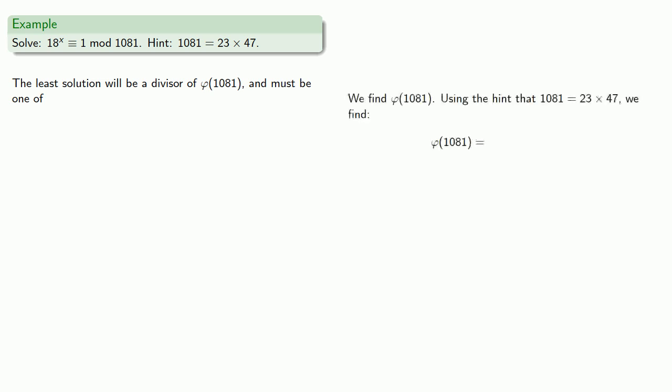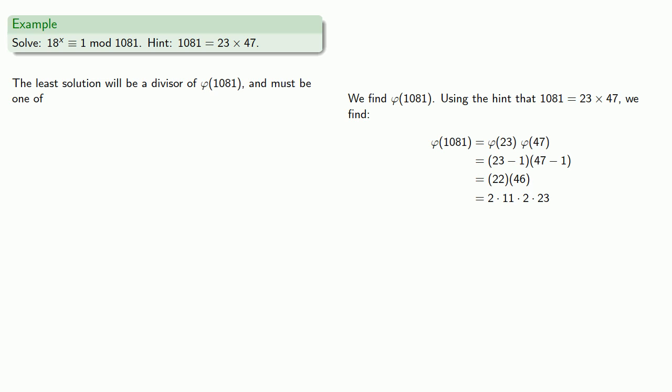So we find phi of 1081 using the hint that 1081 equals 23 times 47. We find... Now 23 and 47 are both prime, so we can find these values. And since we want to find the divisors of this number, it's convenient to leave it in prime factored form. So 22 is 2 times 11, and 46 is 2 times 23. And so by taking some or all of these numbers and multiplying them together, we can find our divisors.